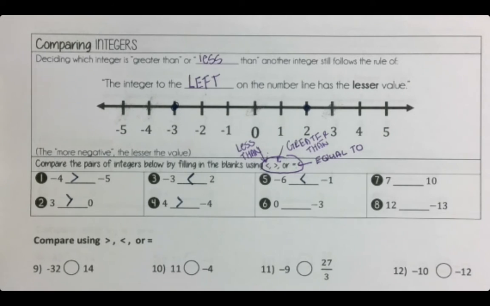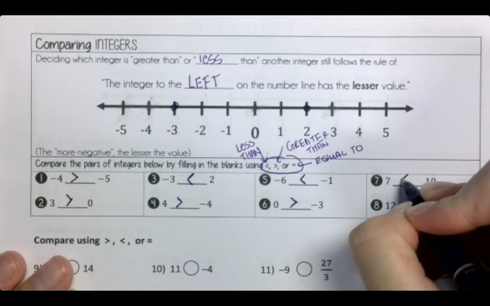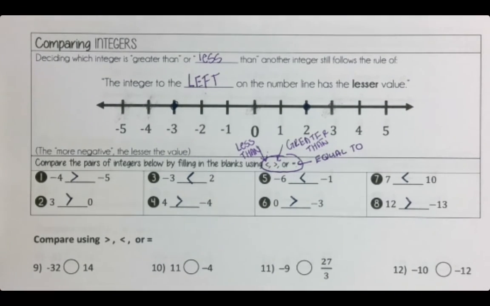All right. What I want you to do now is try 6, 7, and 8. You're going to pause the video, and then when you come back, we'll go over it. Welcome back. All right. 0 is the bigger number. 10 is the bigger number. And 12 is the bigger number. So those are the answers that you should have gotten.